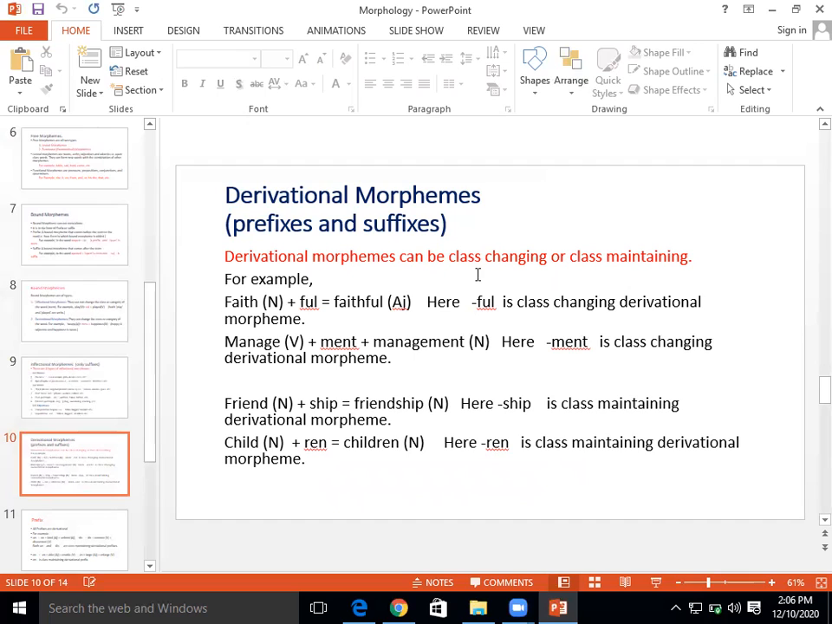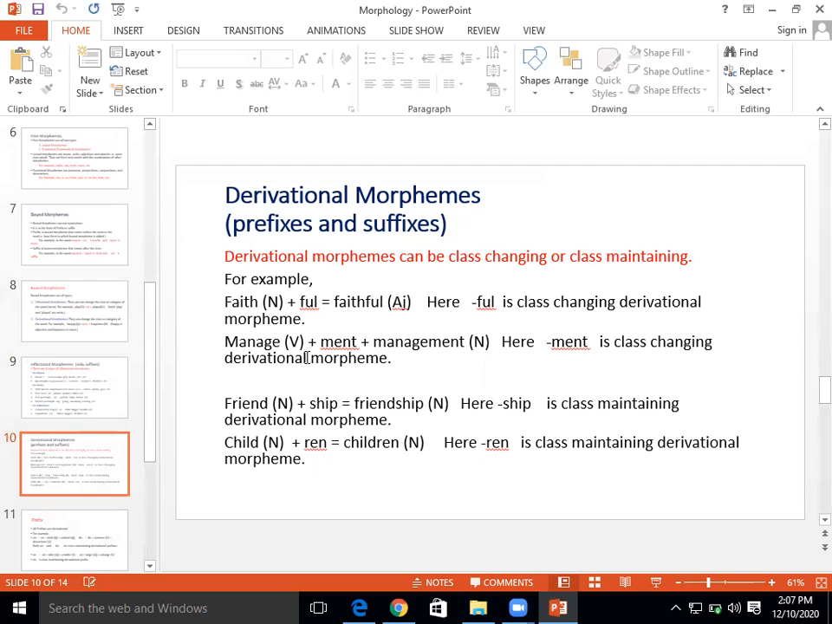Okay, derivational morphemes can be class changing or class maintaining. Again, we shall try to understand derivational morphemes, meaning prefixes and suffixes. They can be class changing or class maintaining. For example, faith. Faith is a noun, and when we add full, it becomes faithful. So it becomes an adjective. So here, full is a class changing derivational morpheme.